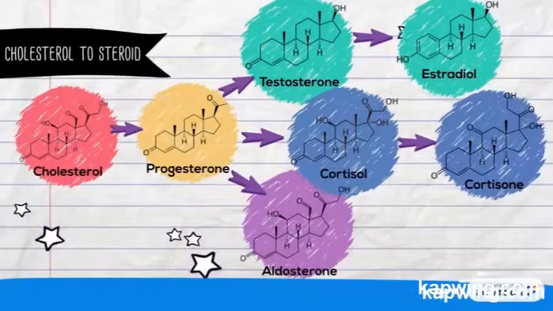So this is a general structure that shows how cholesterol is converted into steroids. Cholesterol will first be converted into progesterone and further converted into testosterone, cortisol and aldosterone. And then testosterone will once again be converted into estradiol, while cortisol will be converted into cortisone.